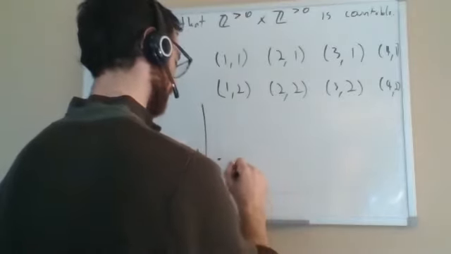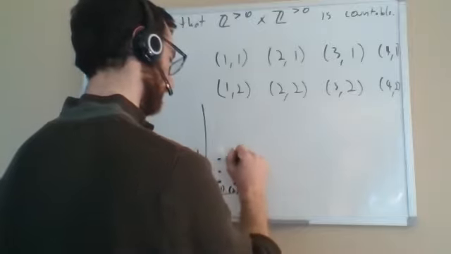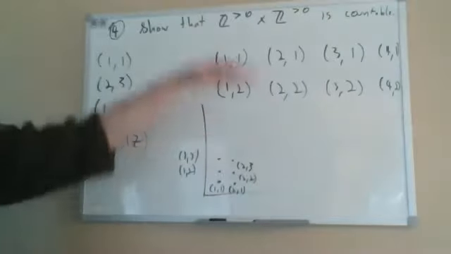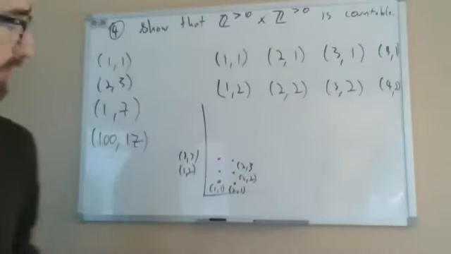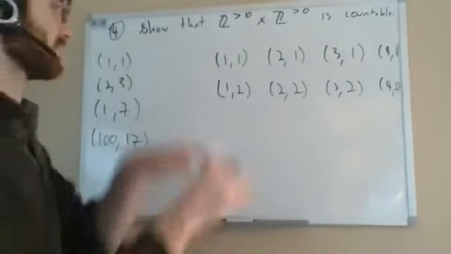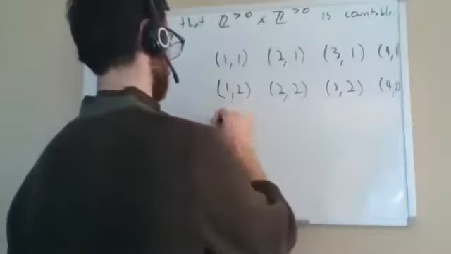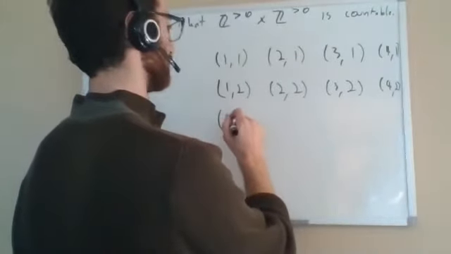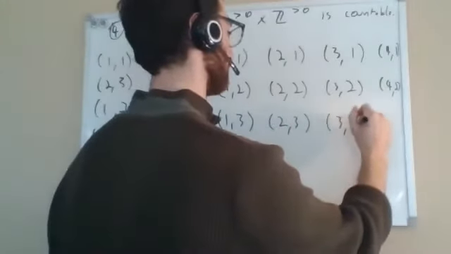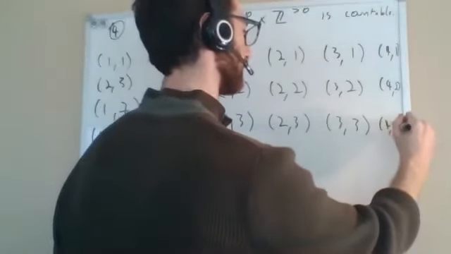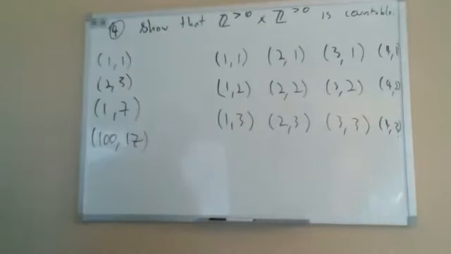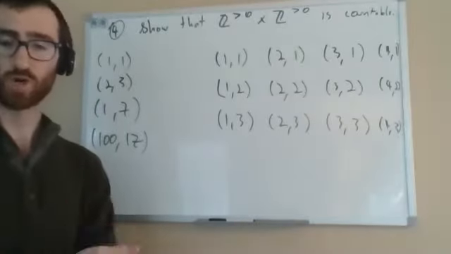2, 1. This is the point 2, 2. This is the point 2, 3. Whatever, it doesn't matter. A lot of ways to organize these numbers, but the point is you want to organize them in one of these infinite squares where it's extending infinitely in 2 directions, right? So the next one is going to be 1, 3, 2, 3, 3, 3, 4, 3, and so on and so forth.